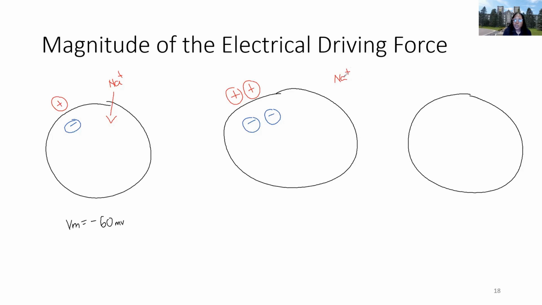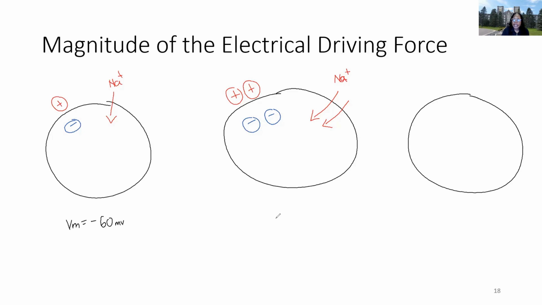And that is simply because we have more of a separation of charge. We have twice as much anions on the inside, twice as much cations on the outside. And so sodium wants to get into the cell with twice the magnitude of the electrical driving force as we saw in this first scenario, okay? So that would look like two arrows, right? Two large arrows indicating it's twice the magnitude.